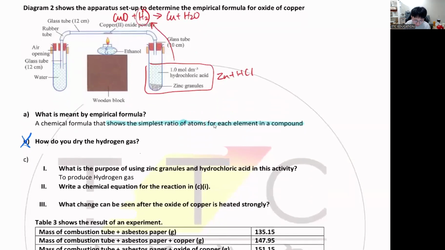So from here we can say that to produce hydrogen gas, and the equation is almost there already. We can say zinc plus HCl. The zinc will kick off the H, become ZnCl2, and then your H2 comes out, and then you have the balanced equation. So this is what happened on the zinc and hydrochloric acid.